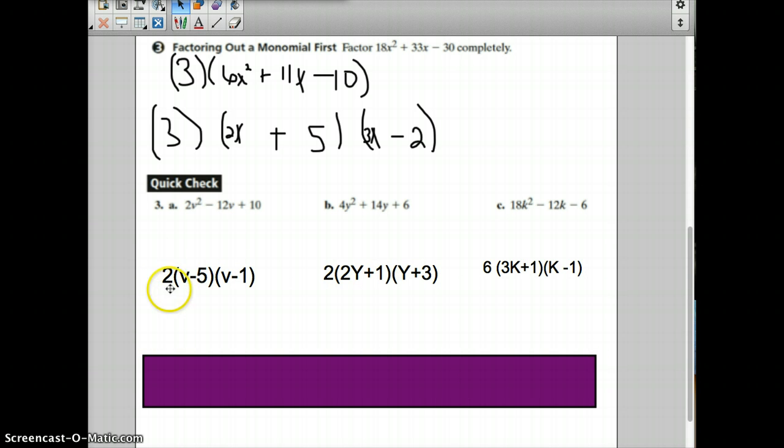In 3, I've taken out a factor of 2, and then the result I can factor as v minus 5 times v minus 1. In B, I've got 2 times the quantity 2y plus 1 times y plus 3. And then I've taken out a factor of 6 here to be left with 3k plus 1 times k minus 1. Please write down your questions and keep them for class.